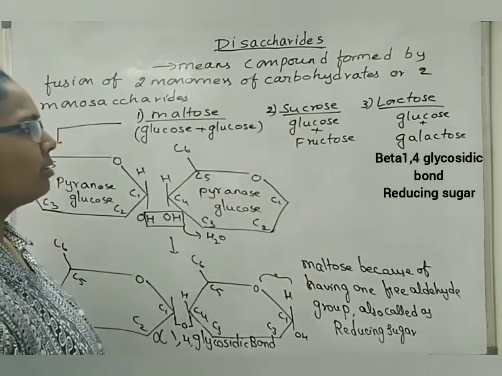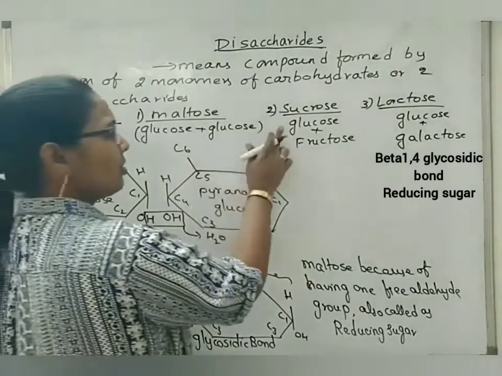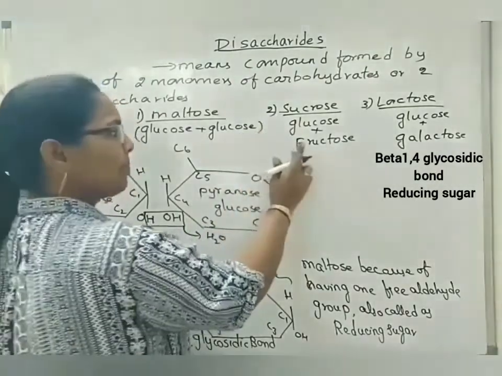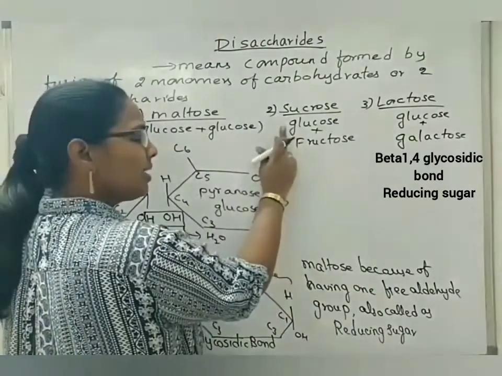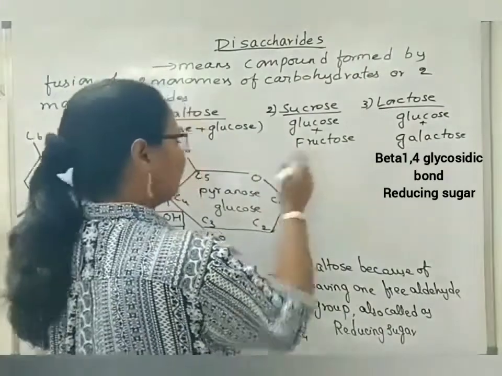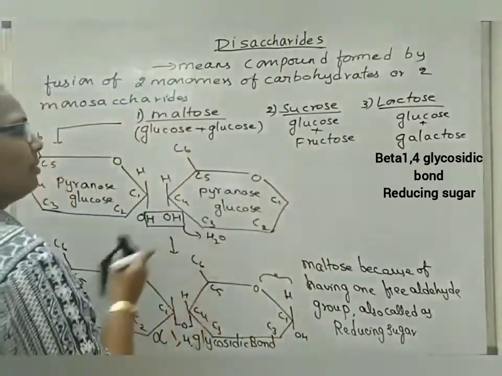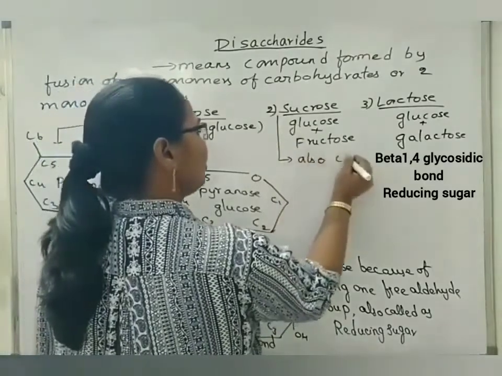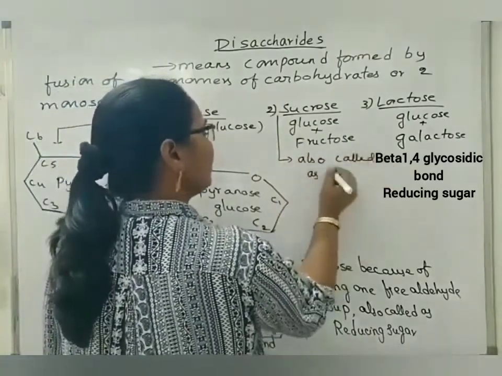The second example is sucrose. Sucrose is made up of glucose plus fructose. We know that glucose exists in pyranose ring form, and fructose exists in furanose ring form. Sucrose is also called table sugar.